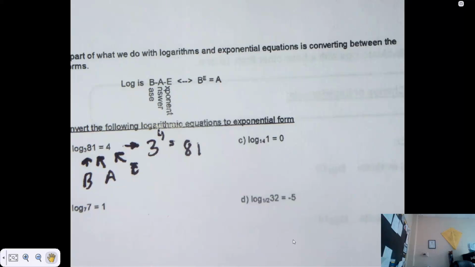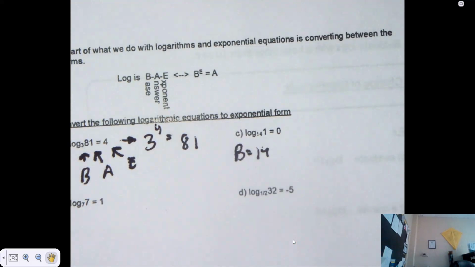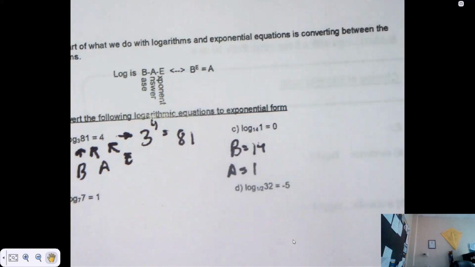All right, C, log base 14, argument 1 is 0. What's the 14 represent, Spencer? Base, an argument, or an exponent? Let me reread this to you. Log base 14, argument 1 equals 0. What's the 14 represent? 14 is your base. A is for argument or answer. What's A? 1. E has to be what's left, right?